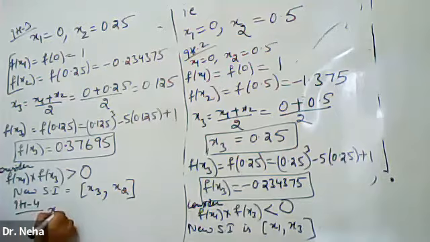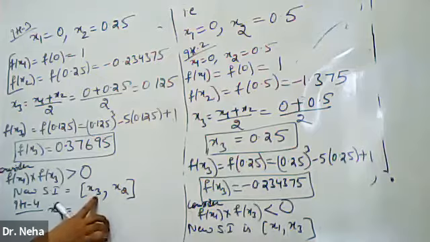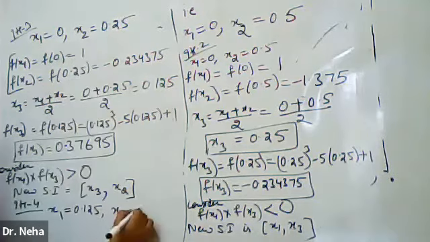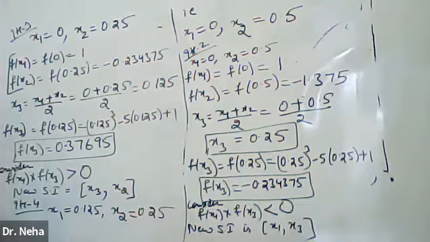Let us start with iteration number 4. In iteration number 4, what is x1? x1 is replaced by x3. That means x1 became 0.125. And what is x2? x2 is the same. What is that? 0.25. Clear?